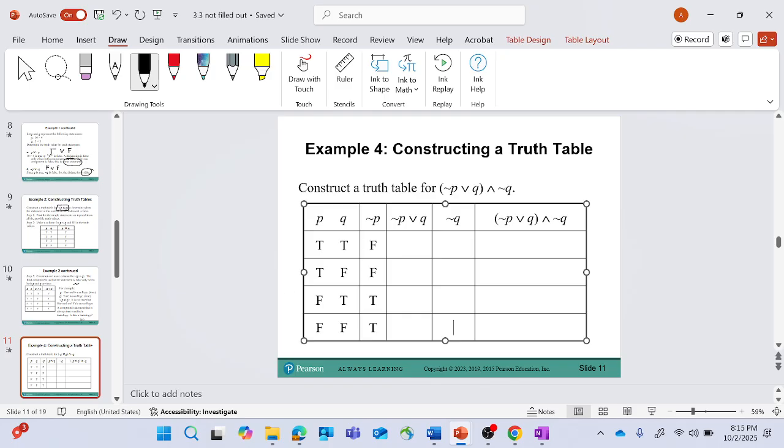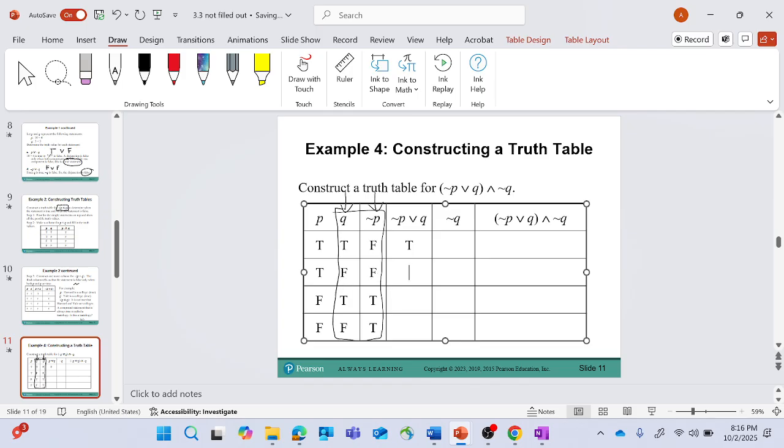And now we're going to look at not P or Q. So remember, not P or Q, all you need to look at is this row right here and this row right here. I only care for these two when it comes to not P or Q. And remember, or just means one of them needs to be true. So I'm going to look at these two and decide, well, what should be here. So not P or Q. Well, between these two, the true and the false, one's true. So that's going to be true.